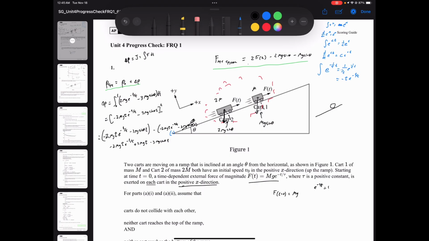I have my net force on my system, so 2 times f of t, right? So basically it's 2 times f of t minus 3 mg sine theta. And that's this part that I put over here. So I write down the expression, and then I evaluate the integral, and I end up with this expression over here. All right, so now let me talk about integrating this exponential, e to the negative t over tau. So some things that we need to note.